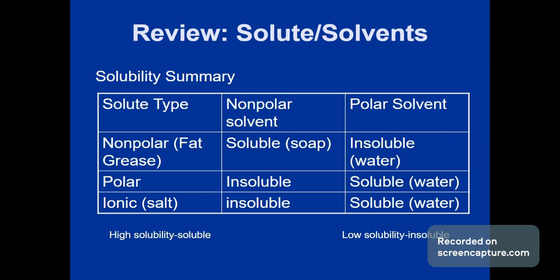All right. Solubility summary in itself. Here's a breakdown of it. A solute type, a nonpolar solvent, and a polar solvent. So if we look at the breakdown here for a solute type, we'll look at nonpolar, like fat or grease. I'm going from left to right. Fat or grease is nonpolar, and so in a nonpolar solvent, it will actually be soluble, like soap, for example. And then a polar solvent is insoluble, like water.